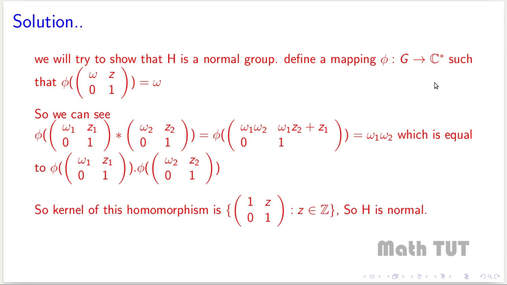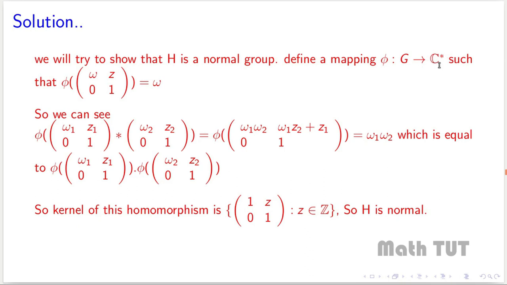So the kernel of this homomorphism is basically a matrix containing the elements 1, 0, 1, where z is, sorry, it's not Z, it's actually a complex number, from the set of complex numbers. So here you're going to get the kernel. Kernel means the set of all elements which are mapped onto the identity in this group. So in C star the identity is 1, right?